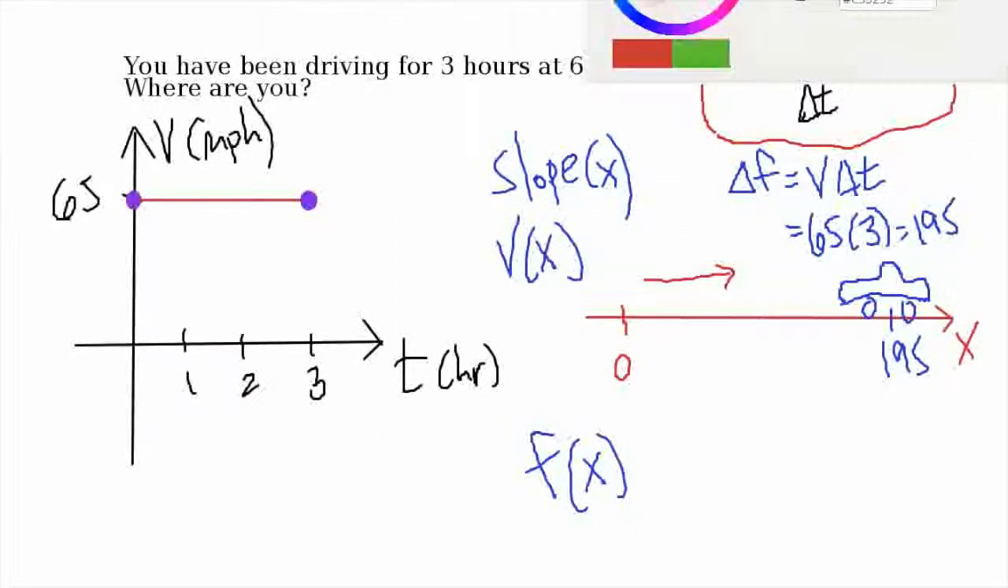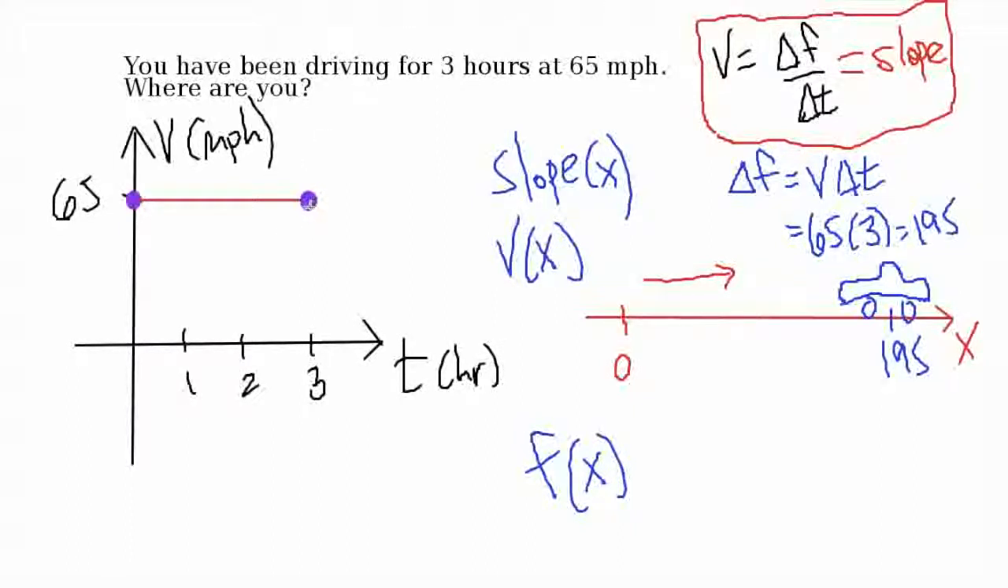Take a look at the velocity graph again. So what is the area of this yellow box? Well, we know how to do areas from geometry. It's length times width. So the height is 65, and the width is 3. So 65 times 3 would give me the area. And so there you have it, 195.